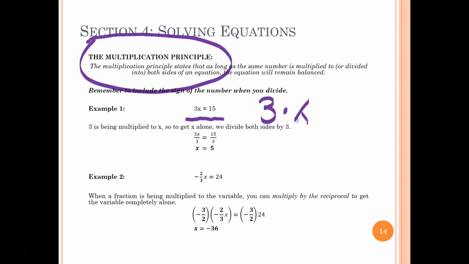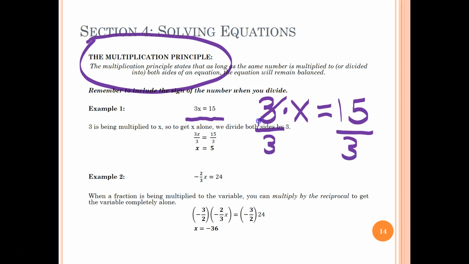So if we look at the first example, 3x equals 15, notice that's really the same thing as saying 3 times x equals 15. Just like we saw in the last handout, anytime there's no operation between a number and a variable, it's always assumed to be multiplication. So it's really easy to divide by our 3 here.